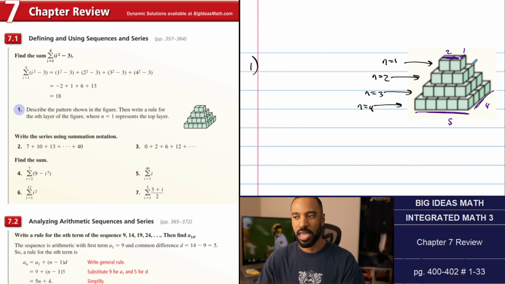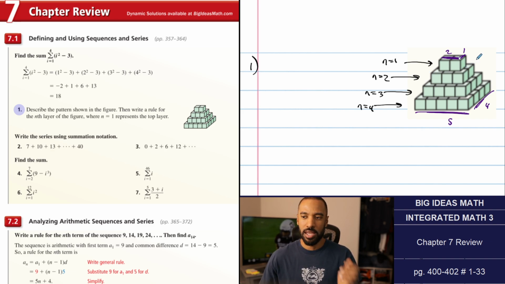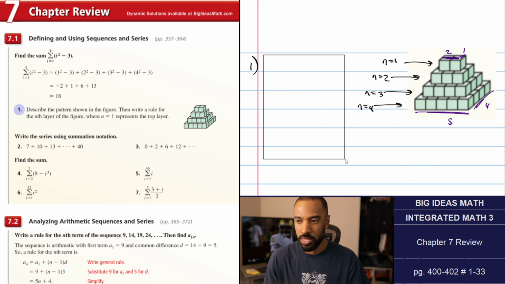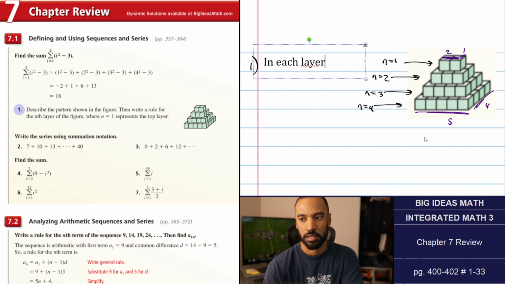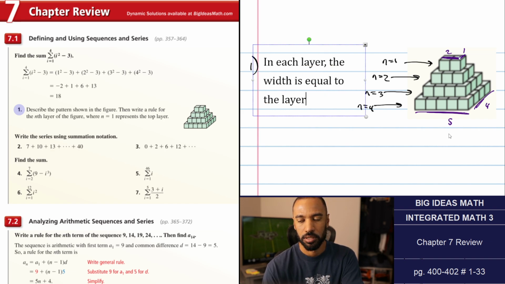Layer 2 has a width of 2 and a length of 3. The length is always 1 more than the width, and the width is equal to the layer number. In each layer, the width is equal to the layer number, and the length is 1 more than the width.